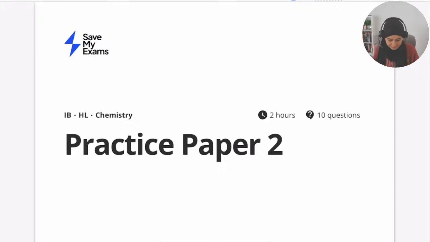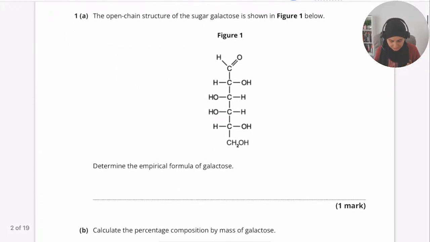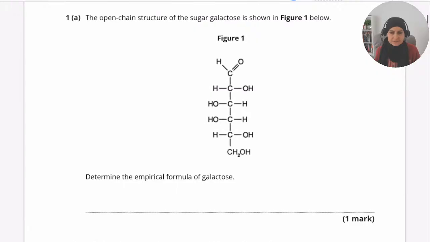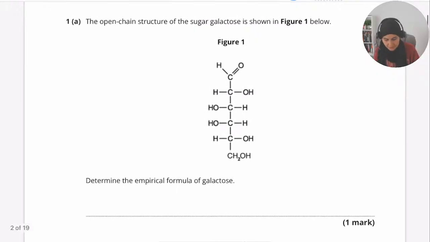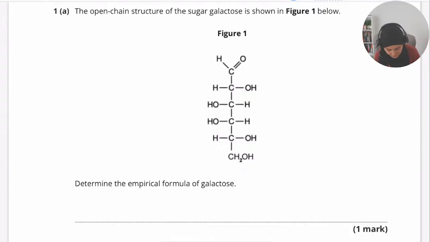Okay, well, let's start. So that's paper 2, open response questions, IB/HL, from Save My Exams. The link is below in the description if you want to solve it. The open chain structure of the sugar galactose is shown in figure 1 below. Determine the empirical formula.